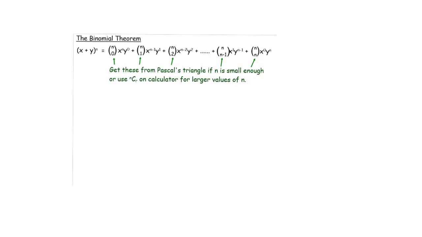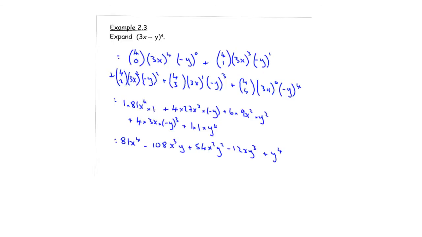Okay, now there's a little note here saying you can work these out using the choose function. If you have a calculator, you can do it on the calculator. If you want to work out using factorials, you can do that. Or you can just get them from Pascal's triangle. My advice would be just use Pascal's triangle. Okay, let's look at a couple of examples and then you can try it.